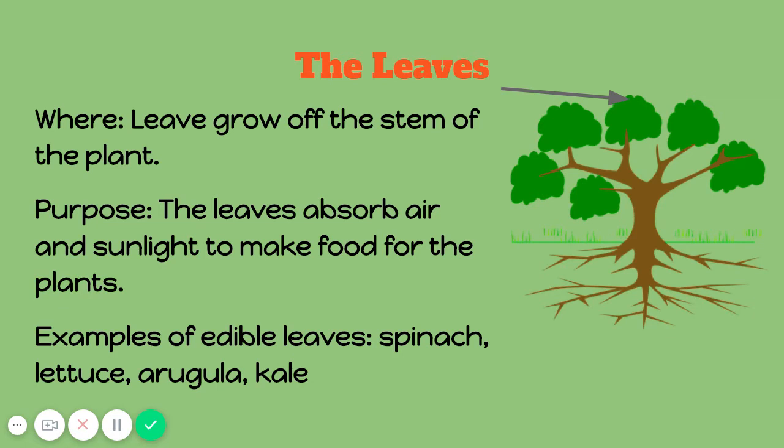All right, so leaves. They absorb air, they absorb sunlight, and they use that sunlight through photosynthesis to make food for the plant. And I know the word photosynthesis isn't on here, but you just need to know that they make food for the plant using that sunlight and that air. Okay? And through that photosynthesis, that's how we get oxygen to help us breathe, which is awesome.